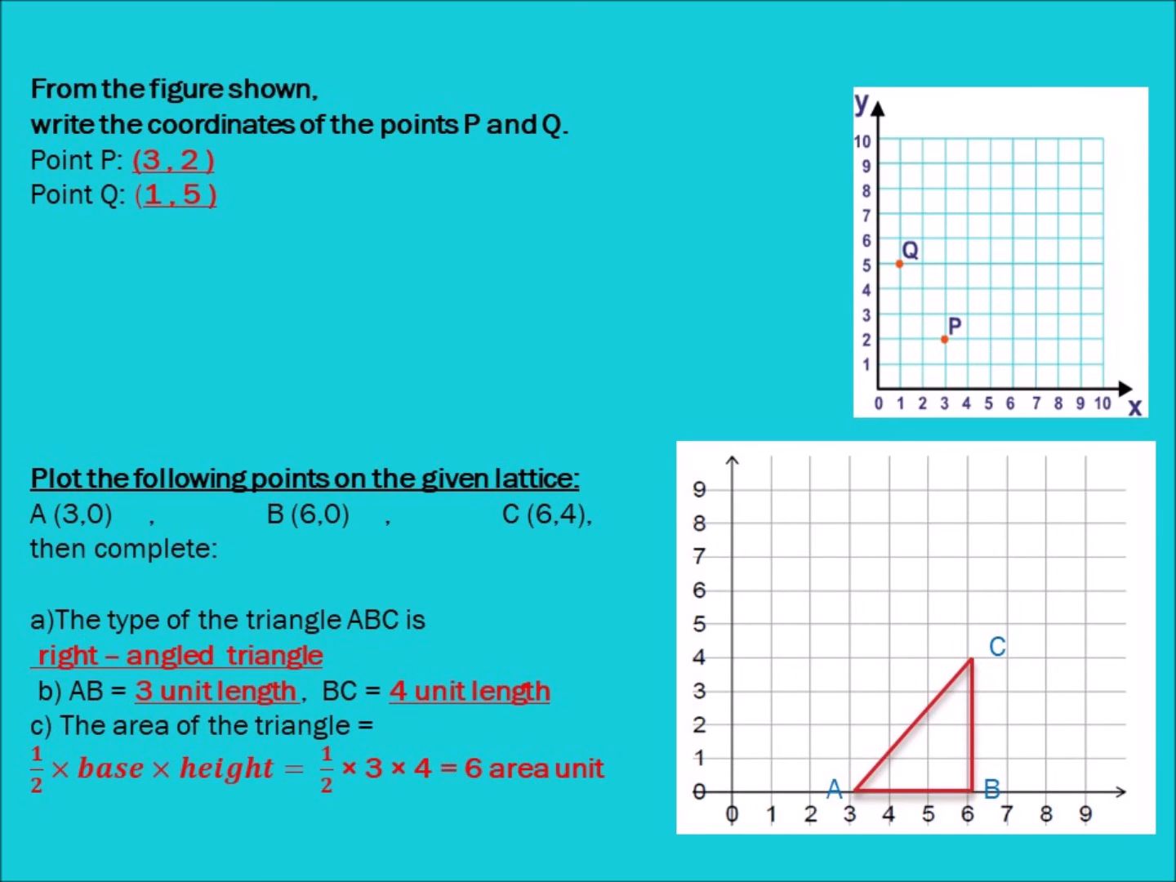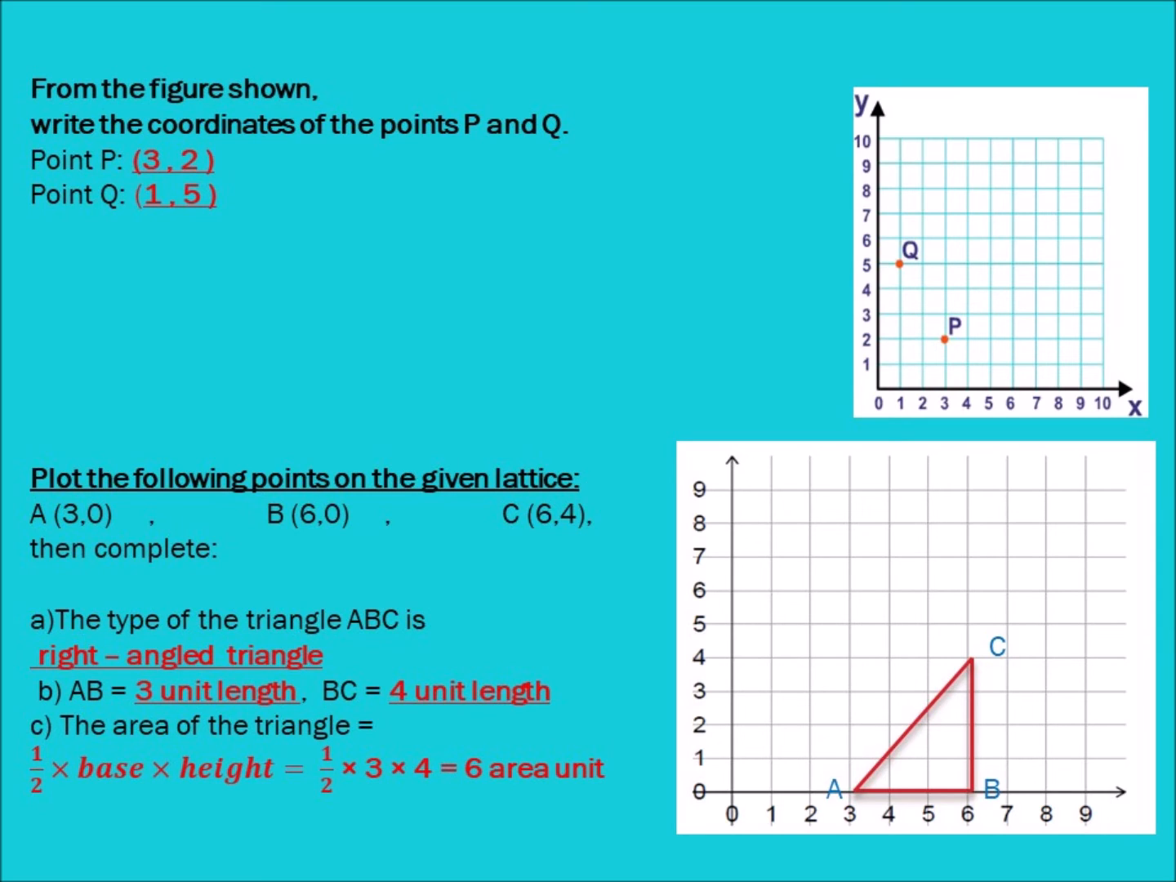I told you before that each square on the lattice is considered to be a 1 unit length. So for AB, if I start at point A and move to point B, you will find yourself moving 1, 2, 3 points. So the length of AB will be 3 unit length. What about BC? If you start at point B and move upward to point C, you will find that you are moving 4 unit length.